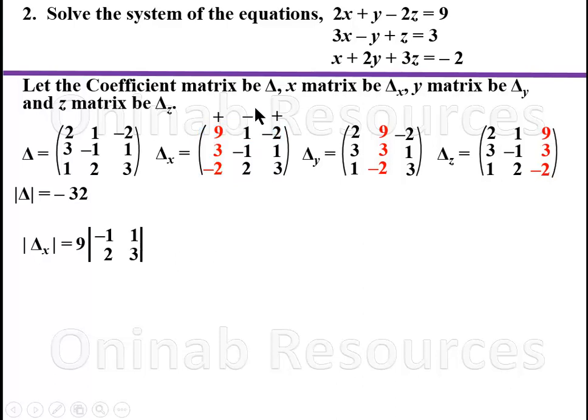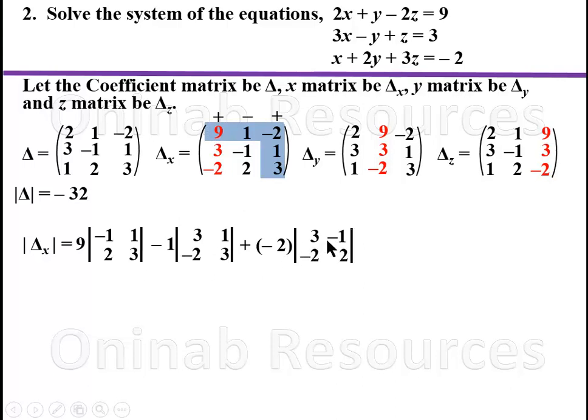So we go to the second column. This is negative 1. So we have negative 1 there. Delete the column, delete the row. We have 3, 1, negative 2, and 3. So we go to the third column. This is plus negative 2. Delete the row, delete the column, delete the row. We have 3, negative 1, negative 2, and 2.